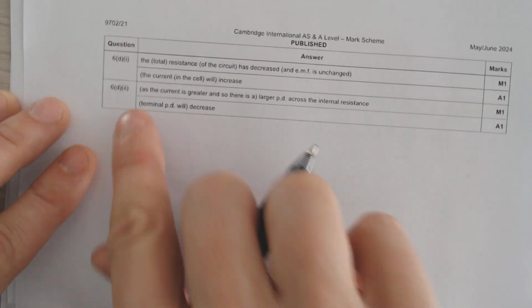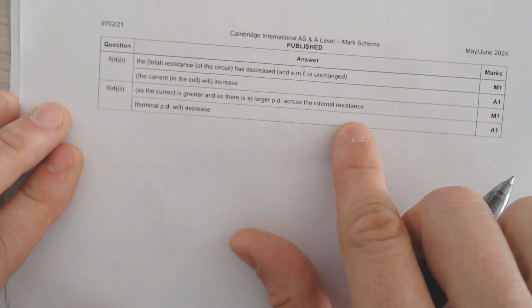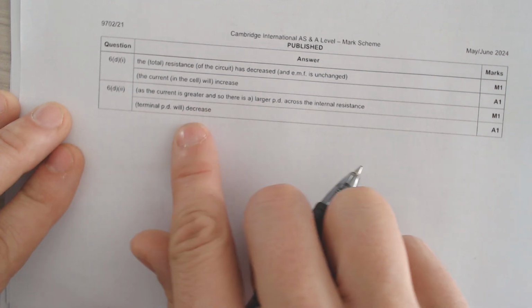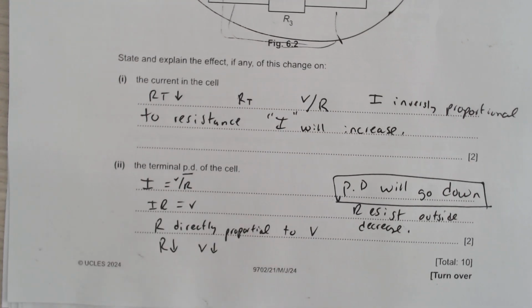I am curious to see what the answer key says. It says, as the current is greater, there is a larger potential difference across the internal resistance, and the potential difference across the outside will decrease. So I said it, but I said it in a lot of words. I didn't write the answer necessarily down. I wanted to go through all the things.